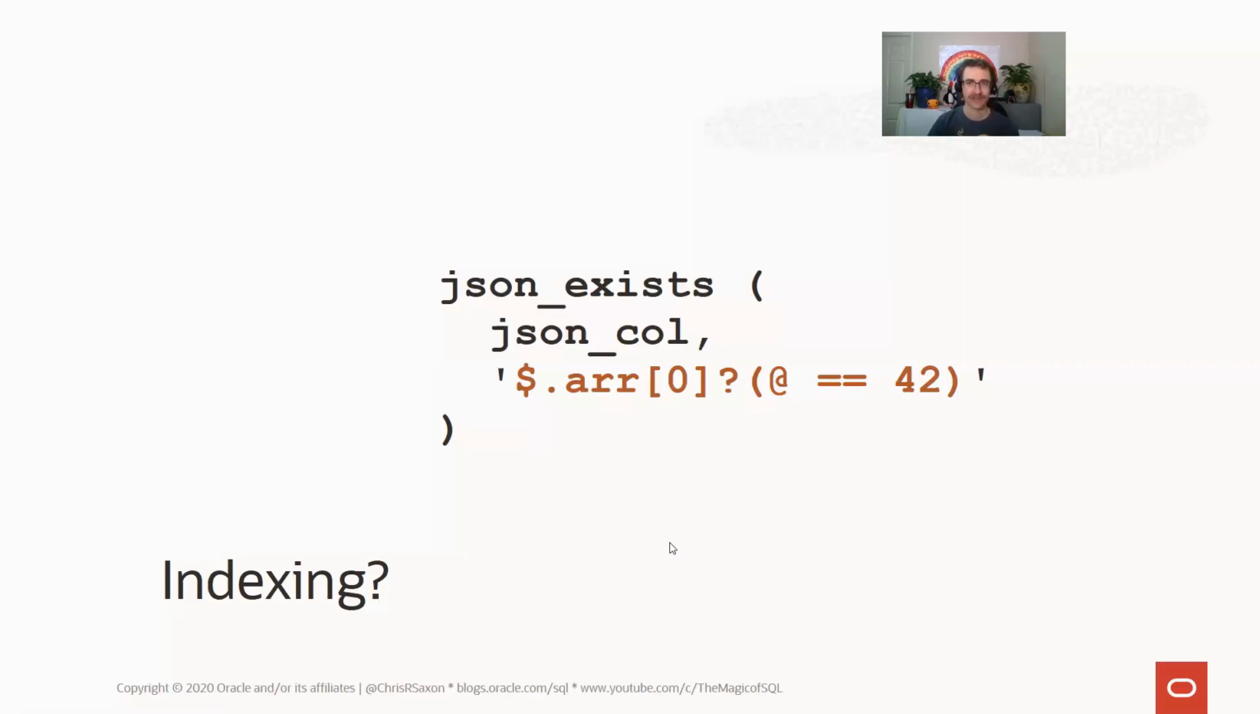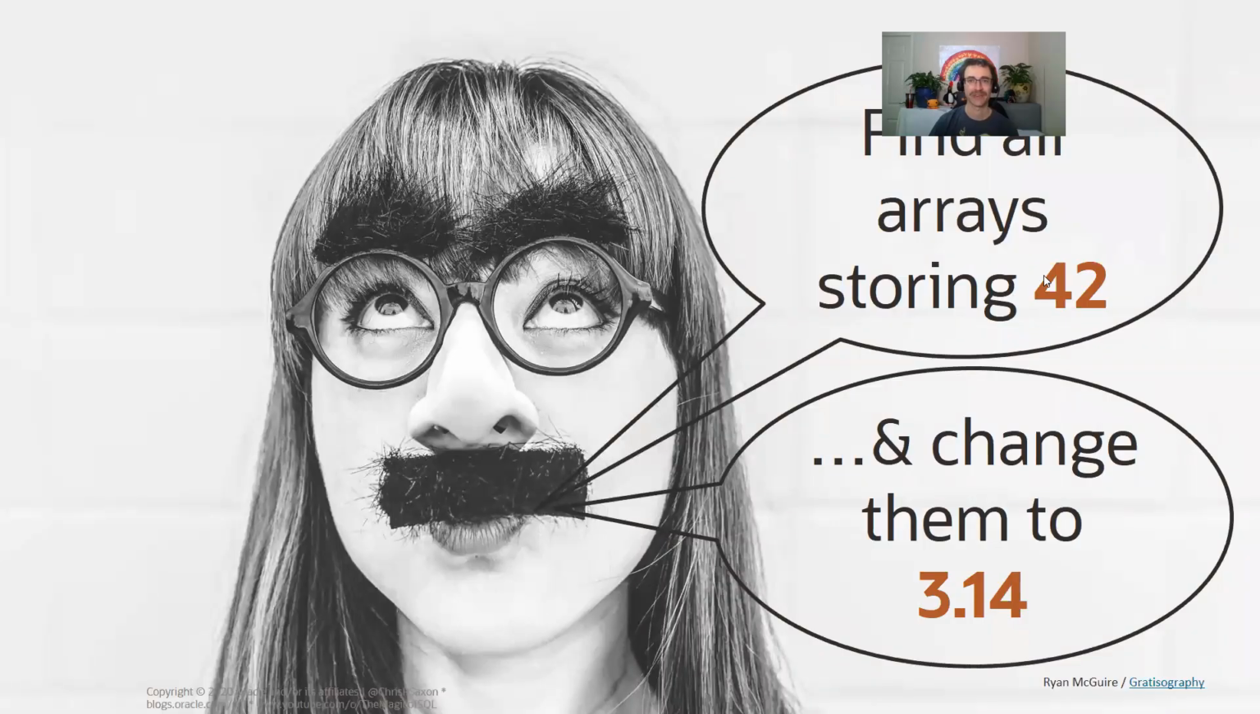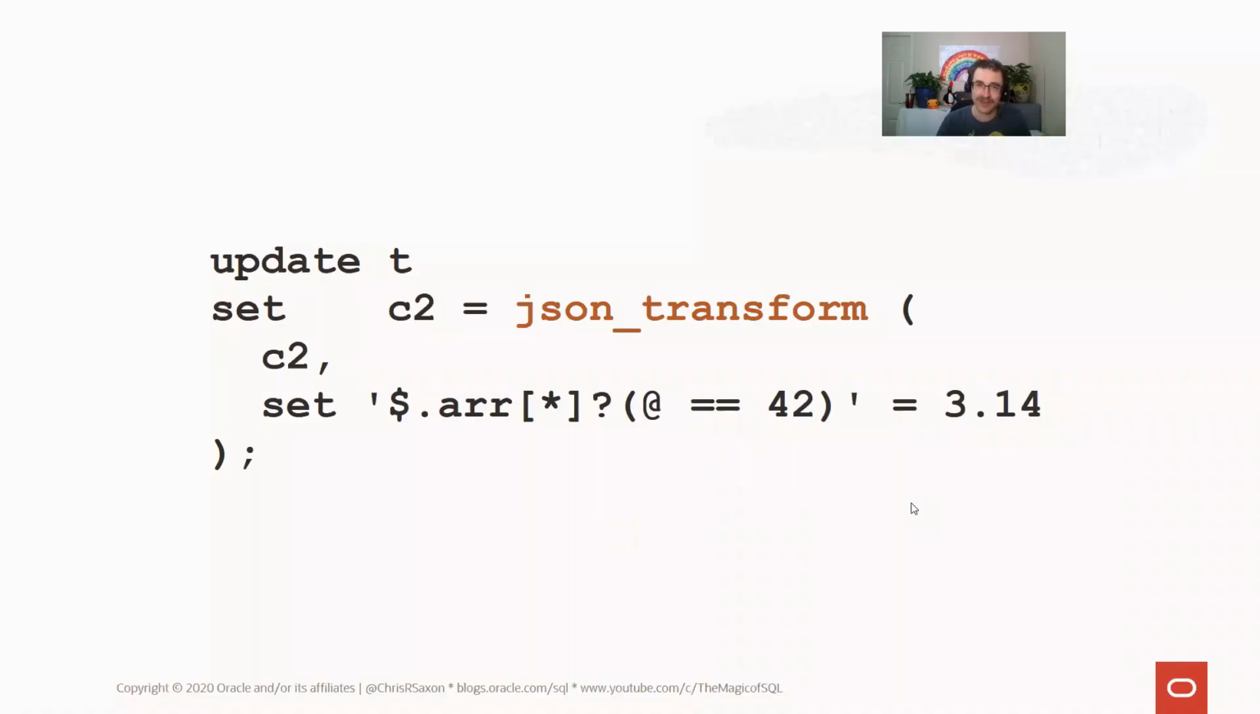While we're on the subject of arrays, you might want to change some of the values. Let's say we want to update all those values 42 to some other value, 3.14, whatever. And this is a bit of a head scratcher. How do we do that? How do we find that? So in 21c, we've added this JSON transform function. What this allows you to do is manipulate individual elements of a JSON object. In this case, it'll search for any array element with a value 42 and replace it.